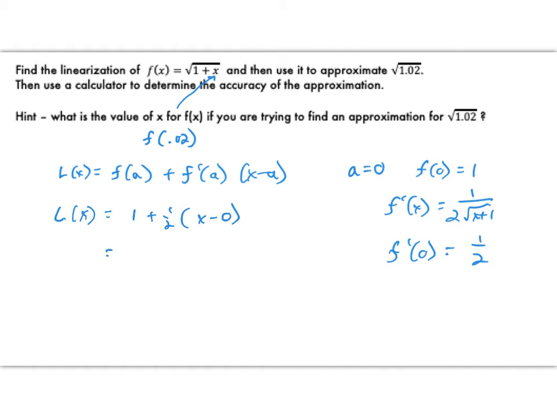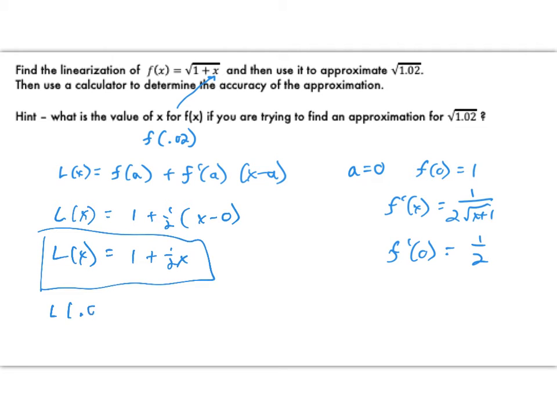So it's going to be 1 plus 1/2 times the quantity x minus 0. Reducing this down, it's going to be 1 plus 1/2 x. And that's really not too tough to do. Pretty straightforward. So this right here, friends, is the linearization. What I need to do next is find the value of this at 0.02. So I'm finding L of 0.02. That means I find 1 plus 1/2 times 0.02. Well, suddenly that's really easy to come up with.